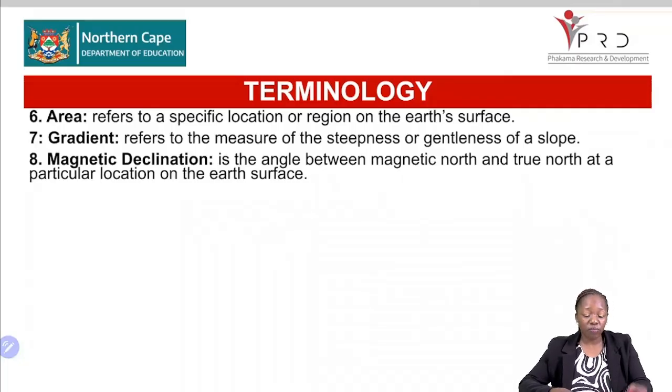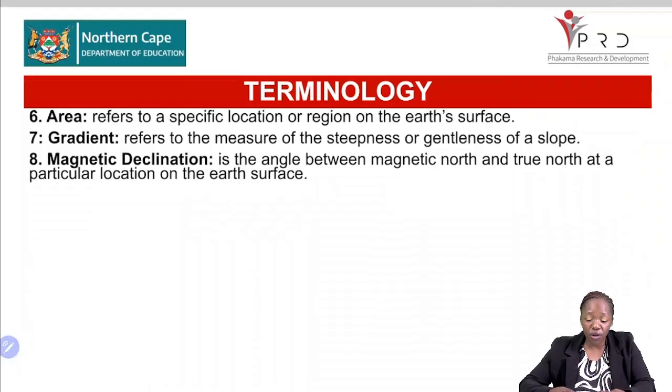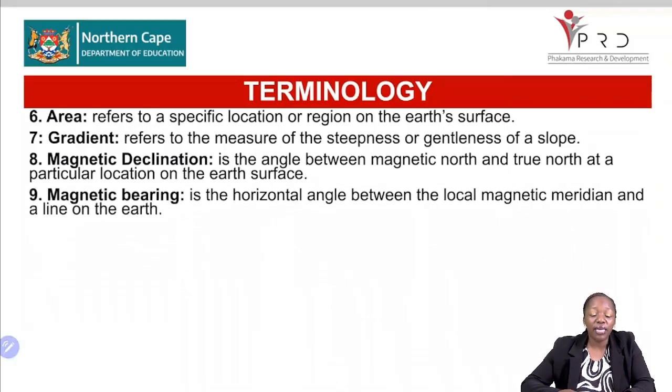When we're talking about magnetic declination, it is the angle between the magnetic north as well as the true north at the particular location of the earth surface. Then we're looking at our magnetic bearing. Magnetic bearing, we're talking about the horizontal angle between the local magnetic meridian as well as a line of the earth. You will remember in grade 8 when we were learning about the Greenwich as well as the Green Meridian.